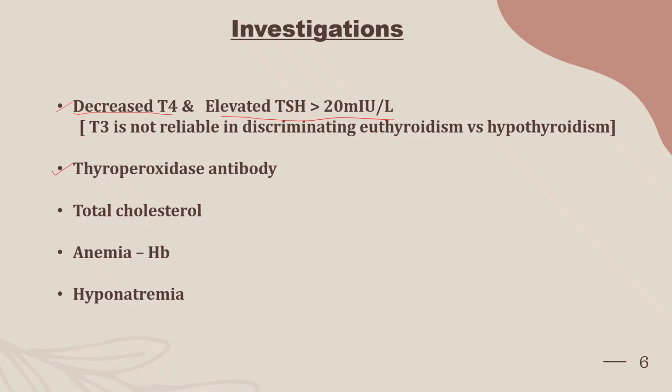In autoimmune hypothyroidism, you'll be able to see thyroperoxidase antibody, and there will also be other metabolic changes. So you have to also test total cholesterol, hemoglobin for anemia, and hyponatremia.